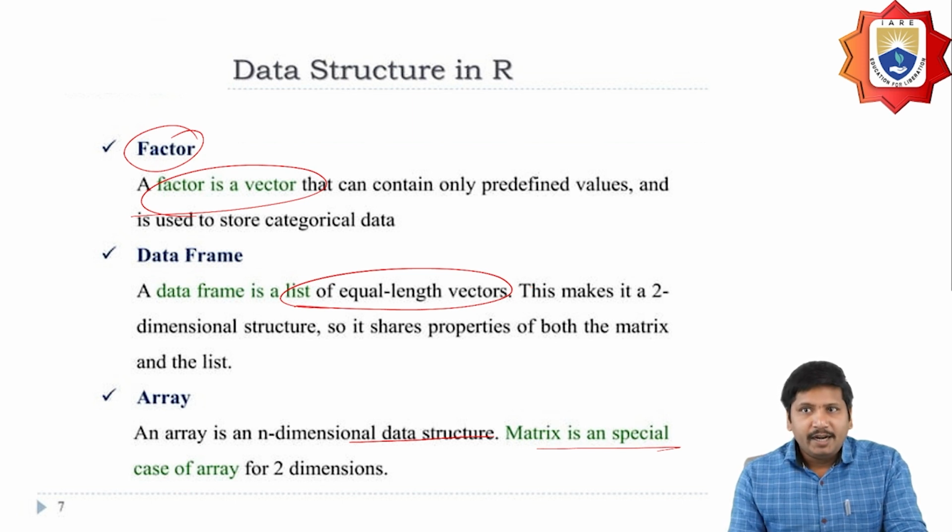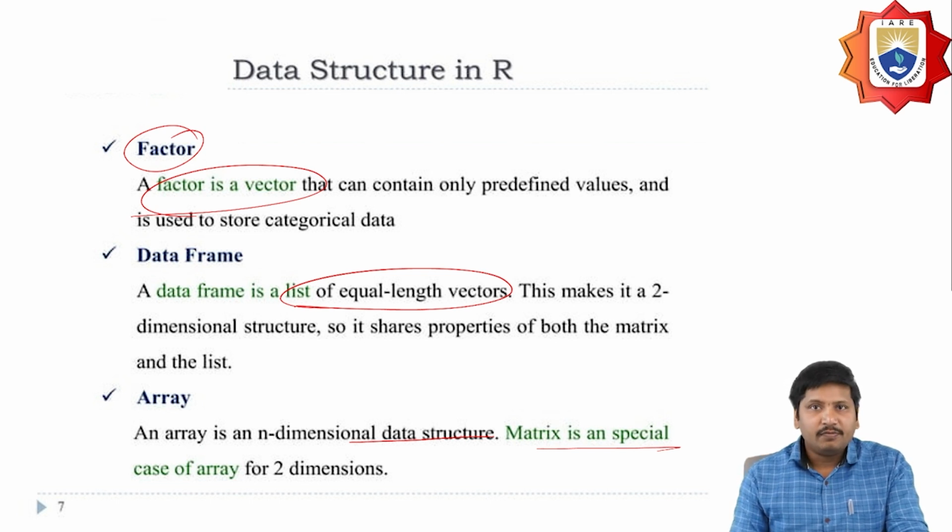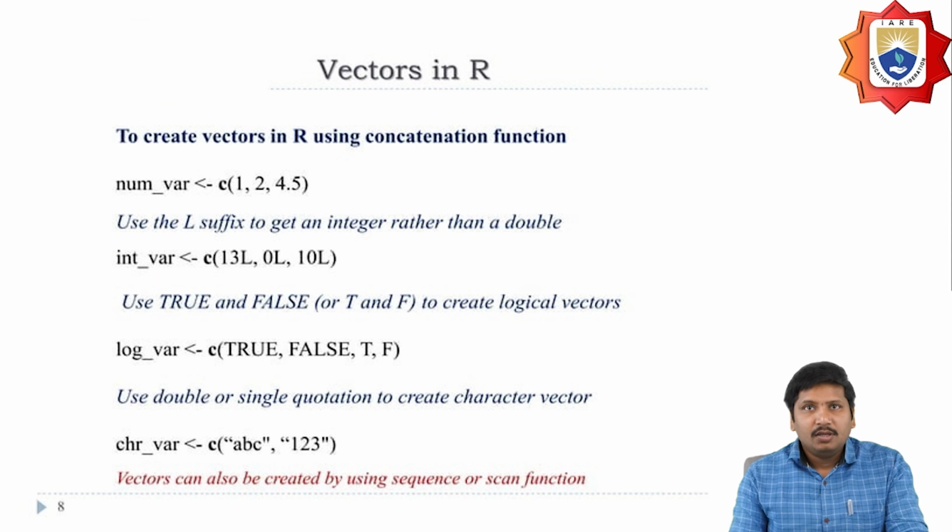An array should be an n-dimensional structure, where we can make a special case of an array of two dimensions. And next one is vectors. So how can we do that? In order to create vectors, we have to make use of the concatenation function. So let us see the example.